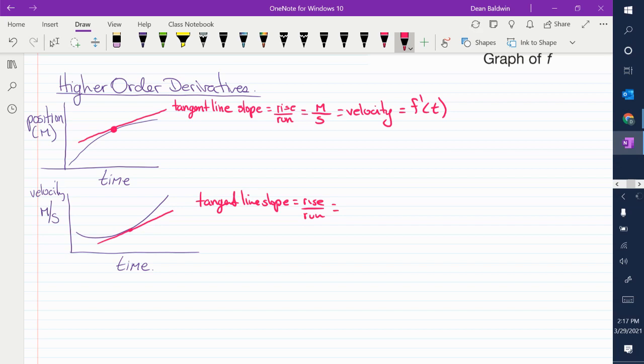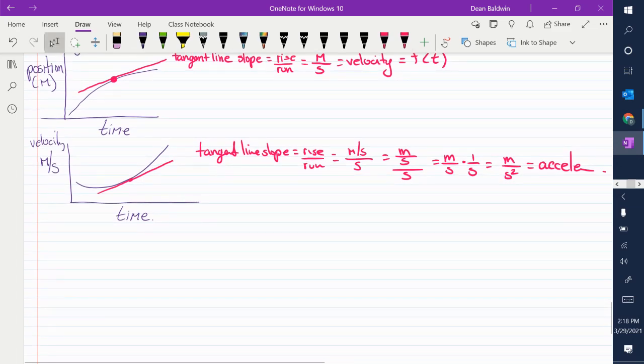What are the units for the rise? No, look at the graph. Meters per second, right? What is the unit for the run? Time, or seconds. So this is meters per second divided by seconds, and everybody loves fractions. What do you do when you're dividing fractions? Flip the bottom and multiply. Which gives you meters per second squared, so the second derivative represents the acceleration. Okay? This is physics and it gets used all the time.